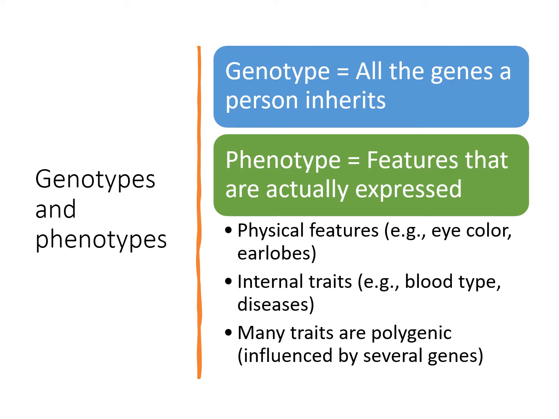So, for example, this could include our physical features like our eye color or the shape of our earlobes, or our internal traits like our blood type or diseases. And many of these are what we would call polygenic. They're influenced by several genes.